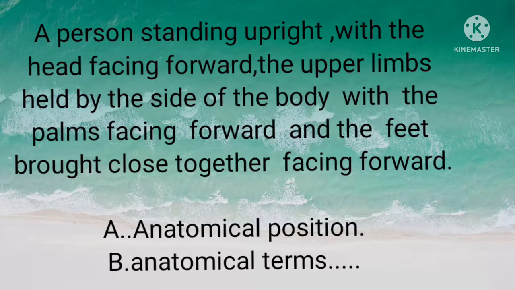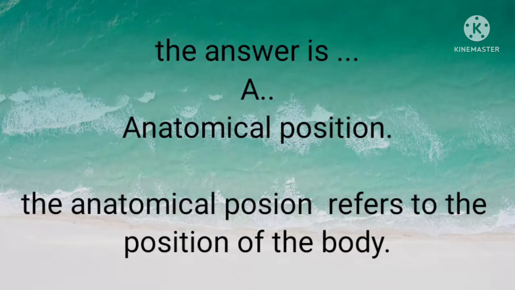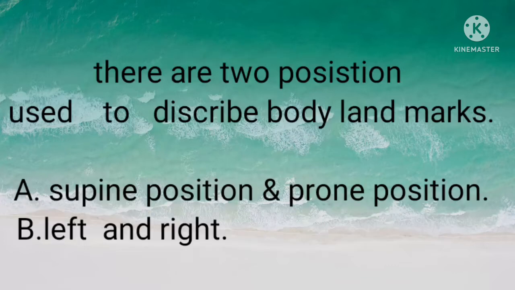A person standing upright with the head facing forward, the upper limbs held by the side of the body with the palms facing forward and the feet brought close together facing forward. A. Anatomical position. B. Anatomical terms. The answer is A. Anatomical position. The anatomical position refers to the position of the body.